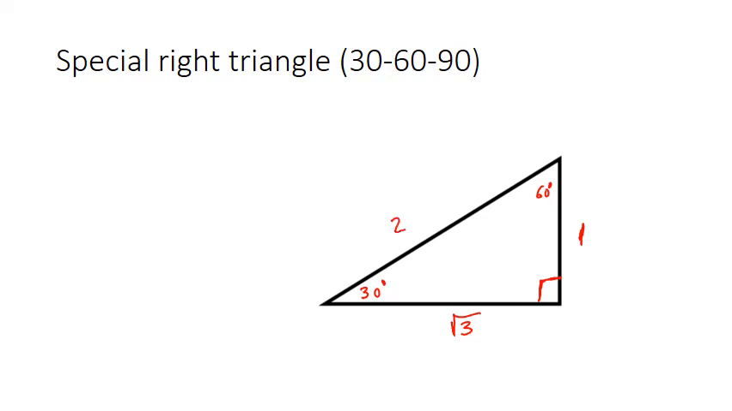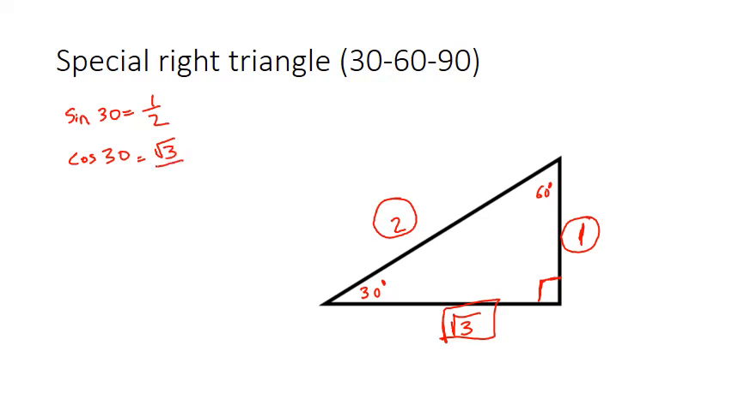So let's figure out some functions here. So some values. So sine of 30 is opposite over hypotenuse. So opposite of 30 is 1, and the hypotenuse is 2, so it's 1 over 2. Cosine of 30 is adjacent over hypotenuse. So here's the adjacent. So adjacent would be radical 3, and that's going to be over 2.